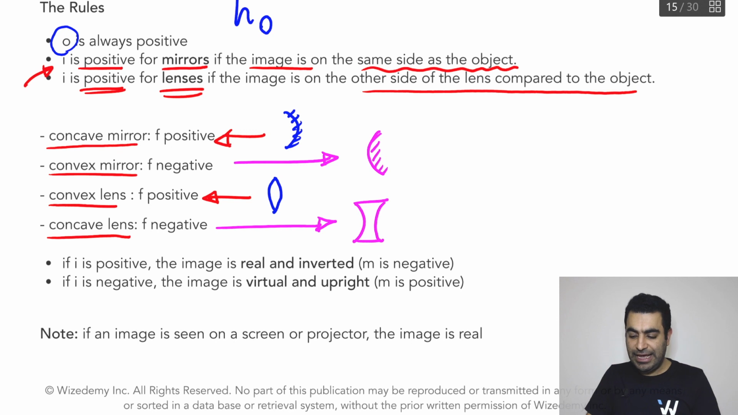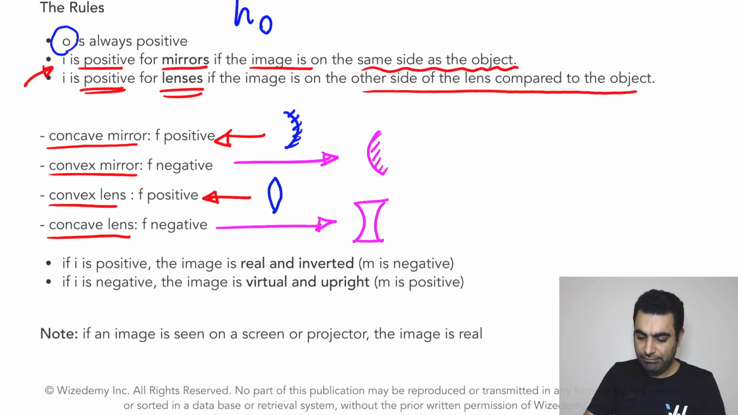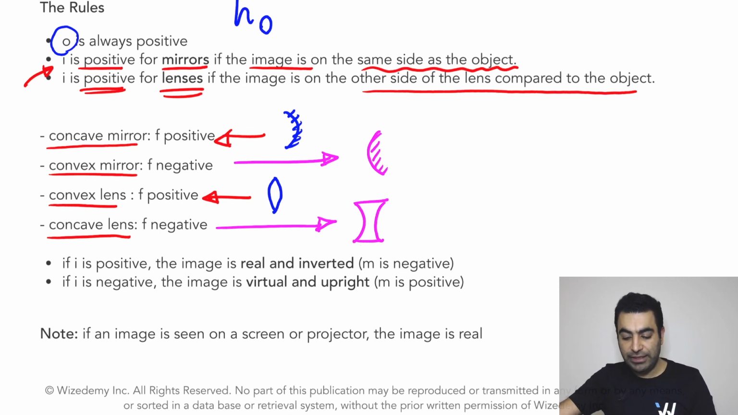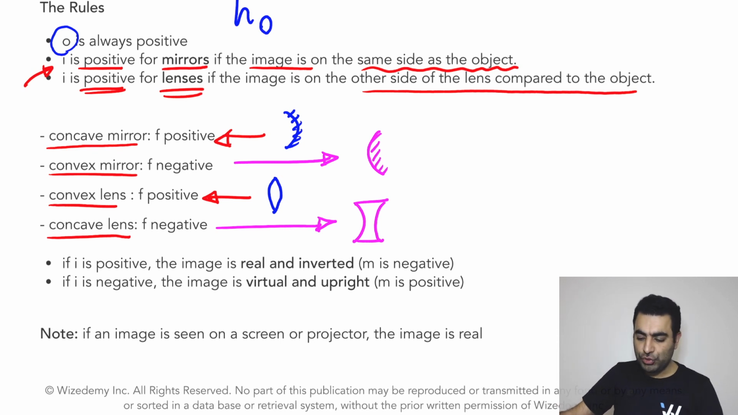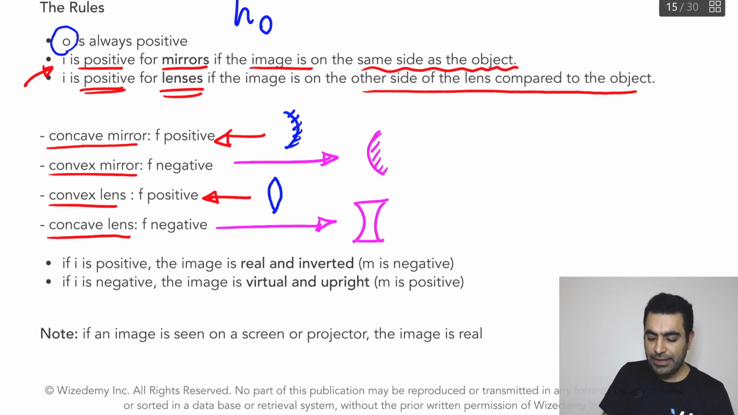So basically, if I have a converging device like a concave mirror or a convex lens, in that case F would be positive. However, if I have a diverging device like a convex mirror or a concave lens, in that case F would be a negative number. So to summarize everything together, if I is positive, first of all, it means that, as we mentioned earlier, we have a real image.